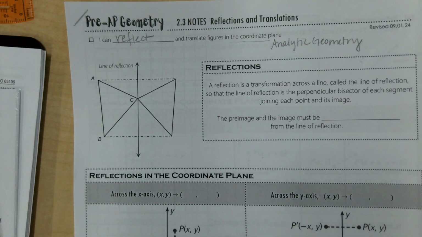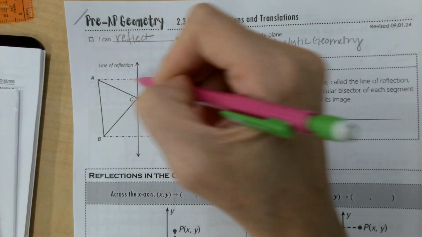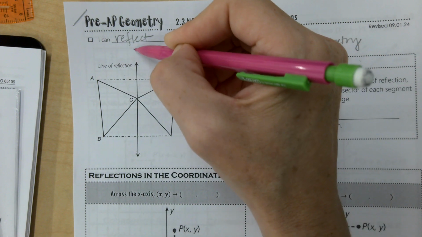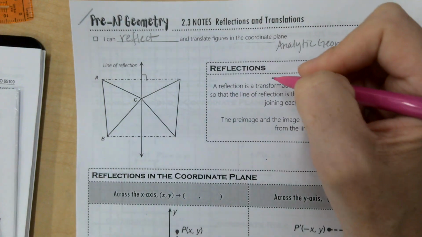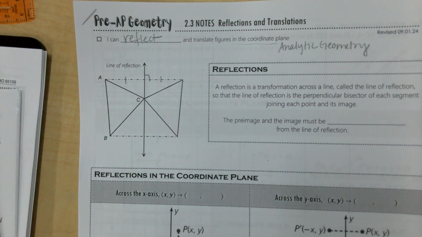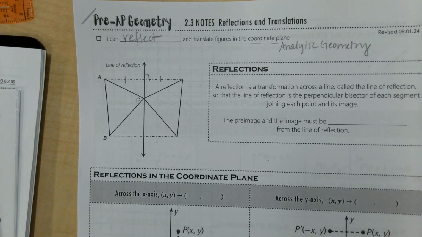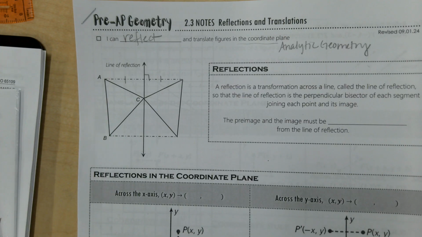Okay, now if I connect the image point and its pre-image, what do I know about this connection segment compared to the line? Good, they are perpendicular. So they have to be perpendicular and these have to be congruent. Otherwise, you don't have a reflection. Those two things have to occur to have a reflection. That's why we did the construction, so that you could see. Those have to be equidistant and you have to have perpendicular lines there.